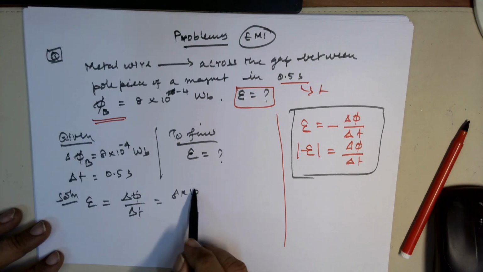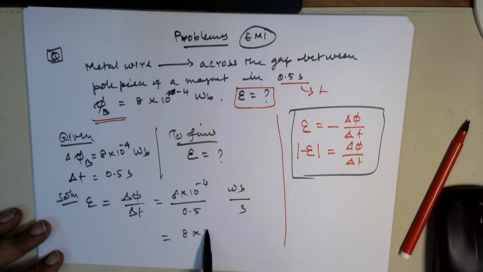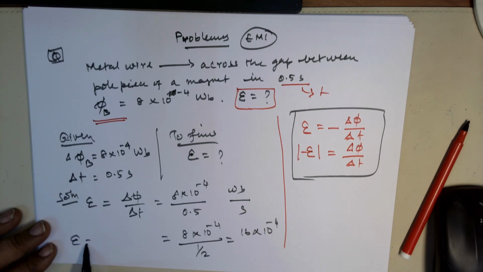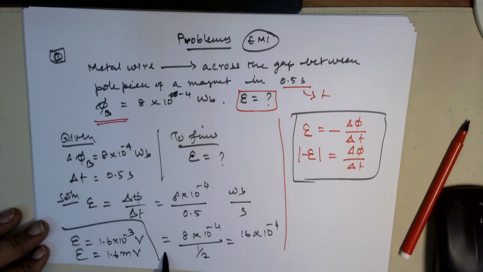So 8 into 10 power minus 4 Weber divided by 0.5 second. 0.5 is 1 by 2, so that is 16 into 10 power minus 4, which means 1.6 into 10 power minus 3 volt. And this can be called 1.6 millivolt also. This is the answer.